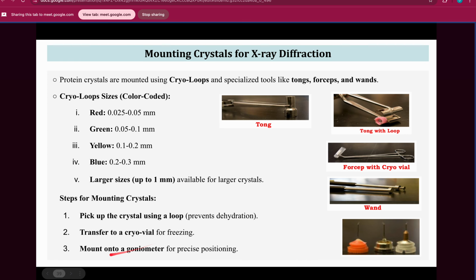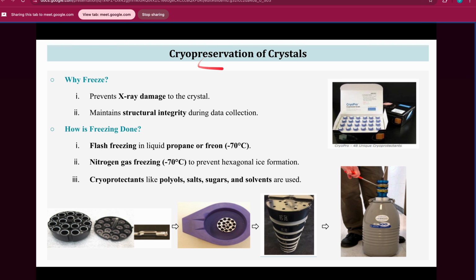How you position it onto the goniometer is also very much important, because it will determine whether you will be able to observe a proper diffraction pattern or not. So these are some of the steps. Now we will talk about why we need cryopreservation of crystals. So why do we freeze them?